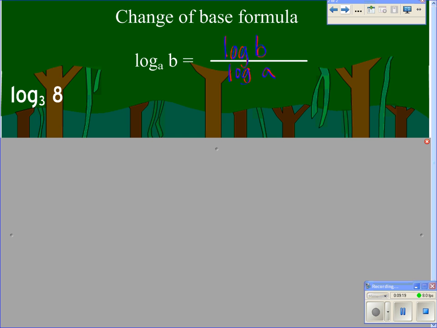All right, so for instance, if they want you to figure out the answer to log base 3 of 8, in your calculator, all you have to do is take log 8 divided by log 3. And I do want you to show that work so that I know that you're using the change of base formula. So in your calculators, we've got log 8 divided by log 3. And we get 1.89.